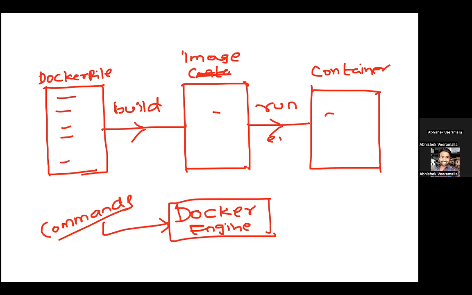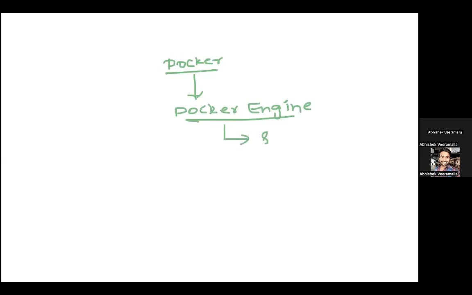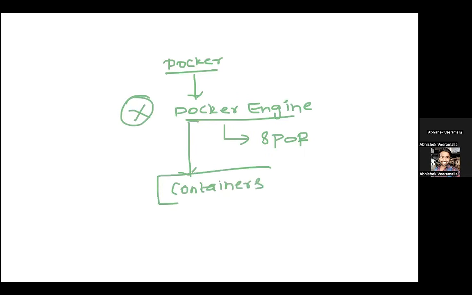So the problem here is that Docker is very much dependent on something called the Docker engine, and this Docker engine is a single point of failure. What is SPOF? It's a single point of failure. Now let's say the Docker engine is down for some reason, that means all your Docker containers will stop working. This is a terrible way, right?